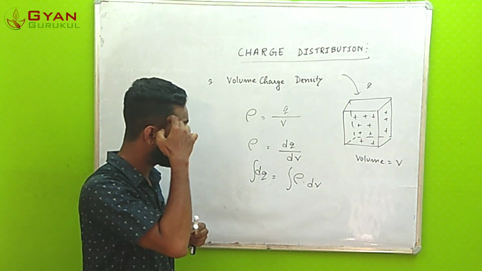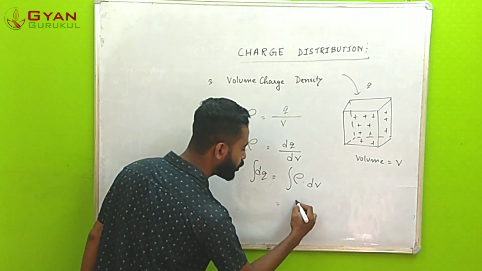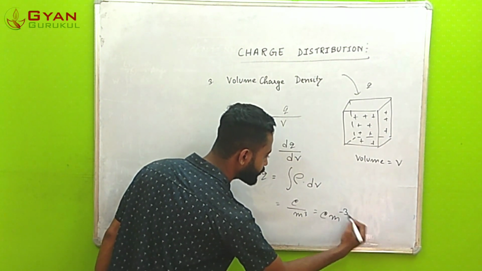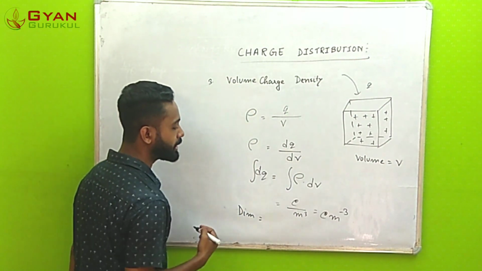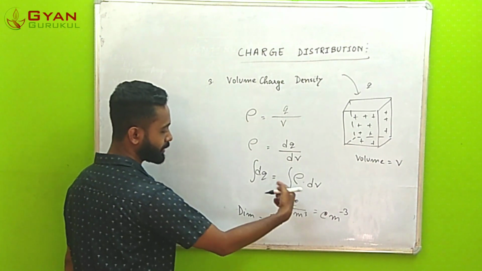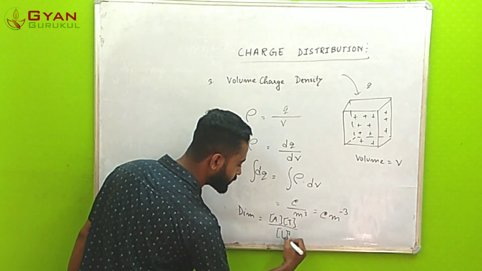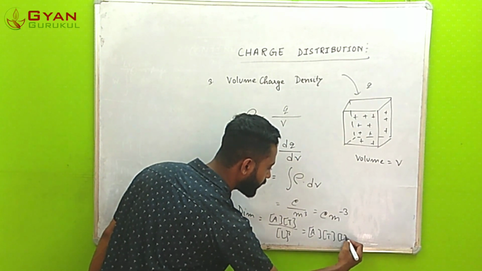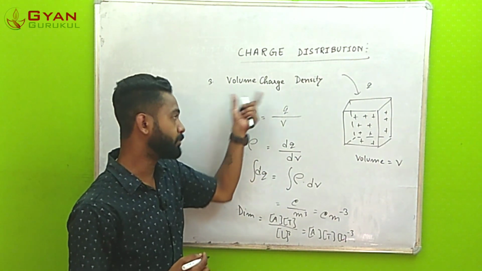So the unit for volume charge density is given by Coulomb per meter cube. I can also write it as Coulomb into meter to the power minus 3. Similarly, the dimension of volume charge density would be given by substituting the dimension for charge as well as for volume, that would be AT divided by L cube. So this is nothing but AT L to the power minus 3. So that is the dimension for volume charge density.